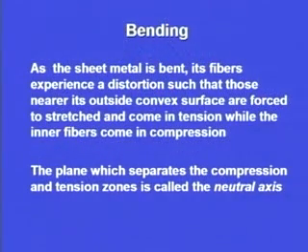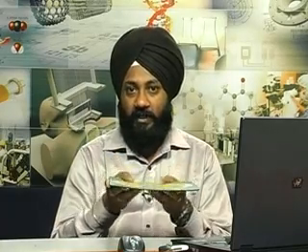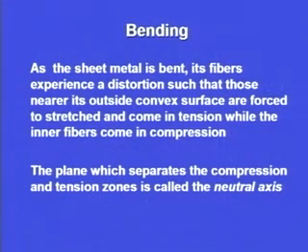Now, we can take an example of this mouse pad. We can bend it, and the sheet will also look like this only; there will be a blank of the sheet which can be bent. So, bending is a very common principle. As the sheet metal is bent, the fibers experience a distortion such that those nearer to the outer convex surface are forced to stretch and come in tension. So, there will be a gradation from tension to compression. The outside surface will be in tension, while the inner fibers will come in compression.